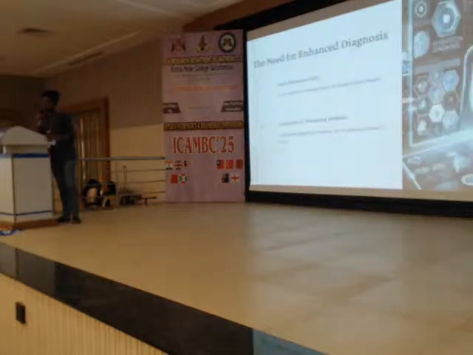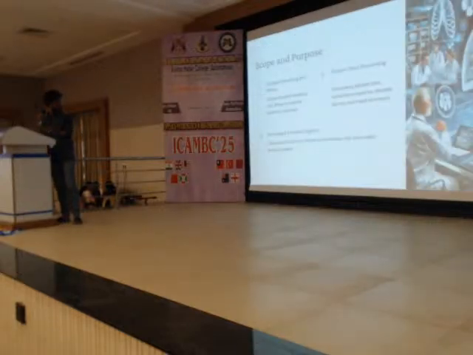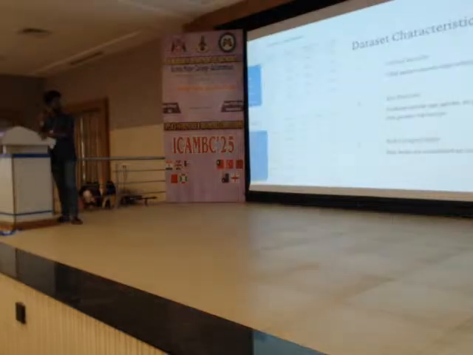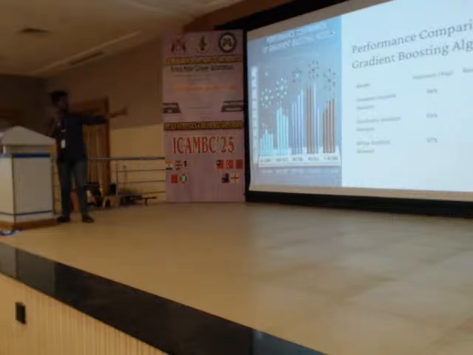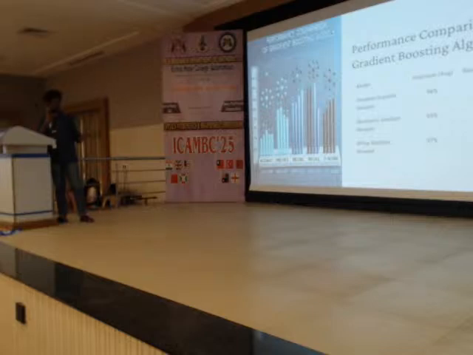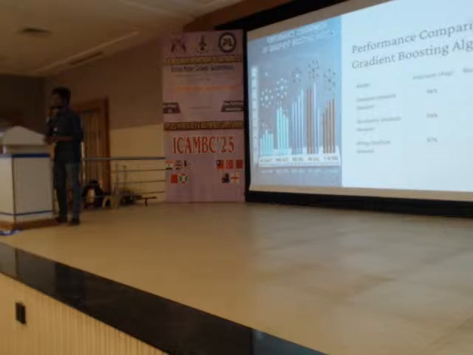Three algorithms: gradient boosting with three variants. The first is steepest gradient descent. The next algorithm is stochastic gradient descent. The next is R-prop gradient descent, with comparison. Which has the highest accuracy among the three models? This is my project.